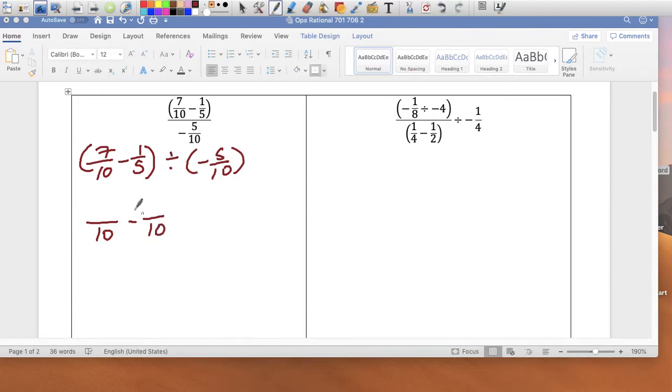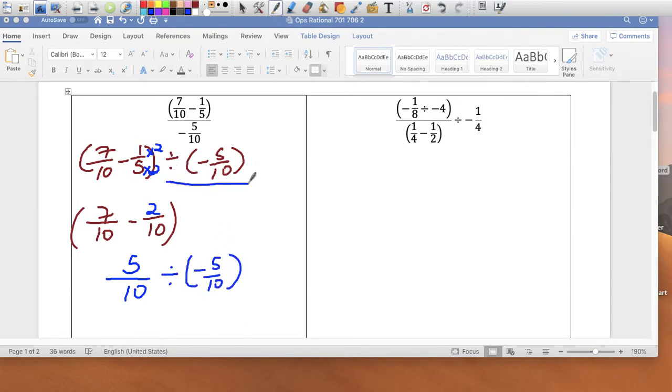And then put in parentheses, so that's already a 10, so that stays. And this one is times 2, right? 5 times 2 is 10, so here it's times 2, so that gives me 2. 7 minus 2 is 5, and 10 over 10 is 10, right? So that's that. And then divide by negative 5 over 10.